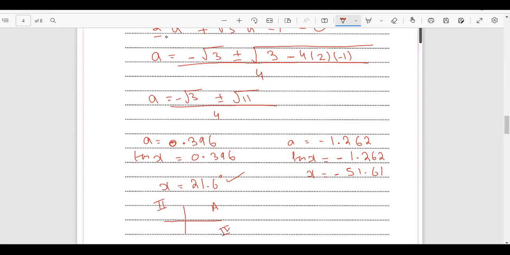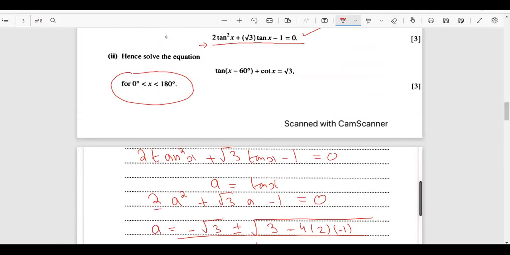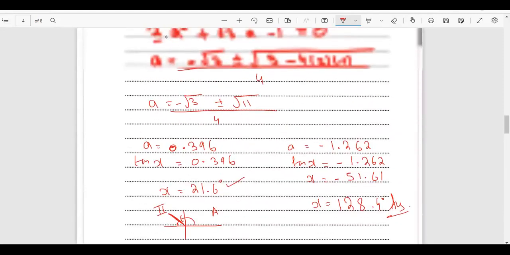So this answer is basically coming in this quadrant and this is the angle. Since it is not part of our range, we'll be finding out this 51.6, and then the x would be, as you just told, 128.4. Very good, very well done, excellent. So it is going to be 128.4 degrees. So these would be the two answers and both of them are in our range. Any doubts with this question?